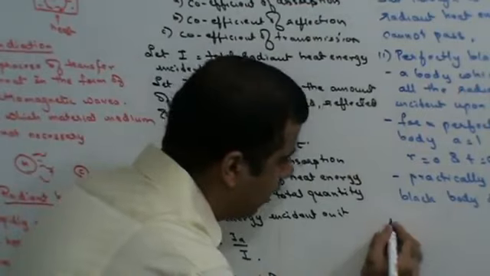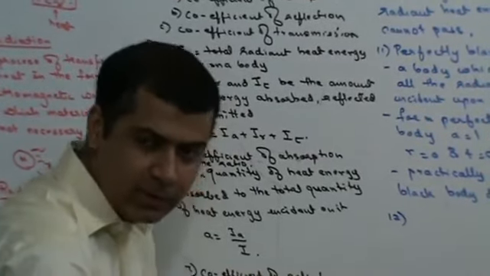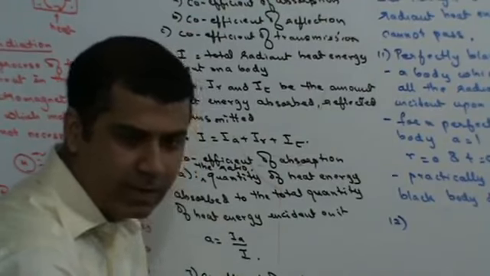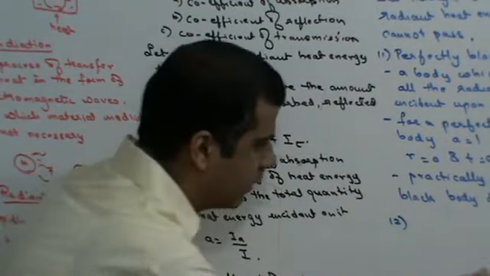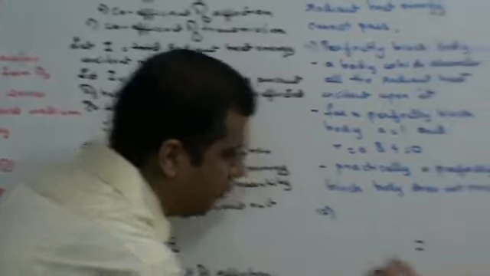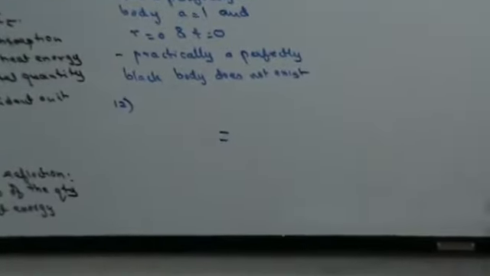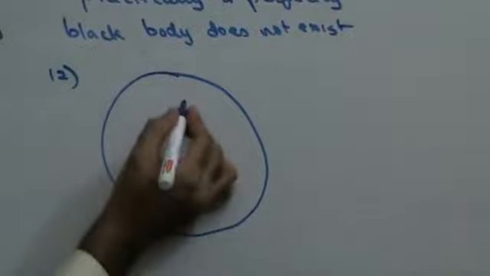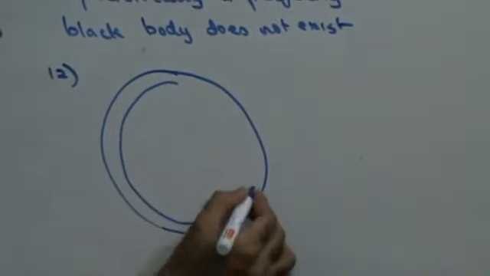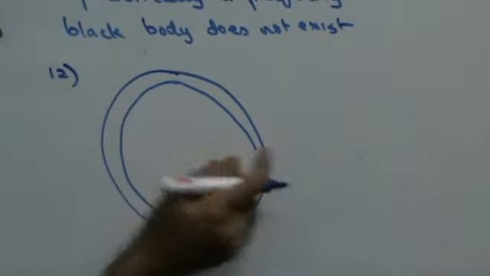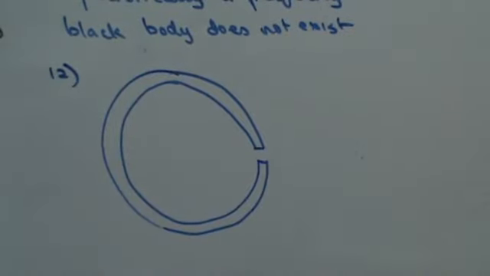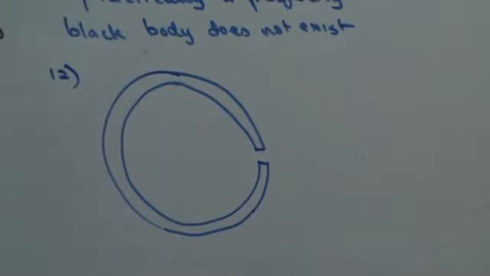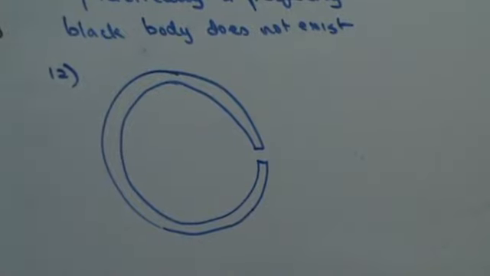Now, how do I make a perfectly black body? Let's see the construction of a perfectly black body. I want to make a body for which the value of A is 1. So what we do is, just see this. This particular arrangement that I'm going to show you was devised by a scientist called Ferri, and this is therefore called Ferri's black body.